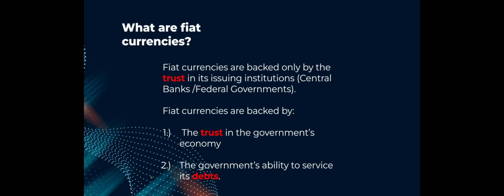What are fiat currencies? Fiat currencies are backed only by the trust in its issuing institutions. The trust, more specifically, is based on three things. The first being the trust in a country's economy. The second is its ability to service its debt holders. And the third is to be able to do both of these things while simultaneously being able to properly serve its citizens by investing in infrastructure, healthcare, and other needs.